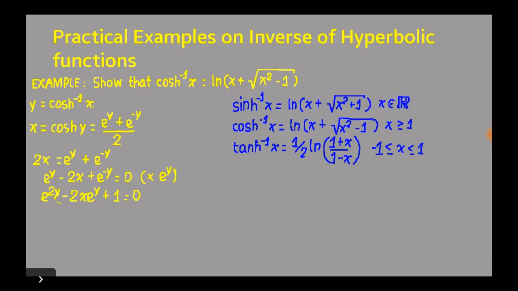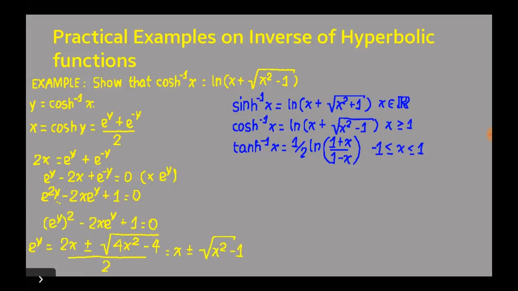Both must be multiplied by e to the y. e to the power of 2y minus 2x e to the y plus 1 is equal to 0. What do you think about the e to the power of 2y here? We check it, there is a square here. We factorize it and it becomes a quadratic equation, so we use the quadratic formula.